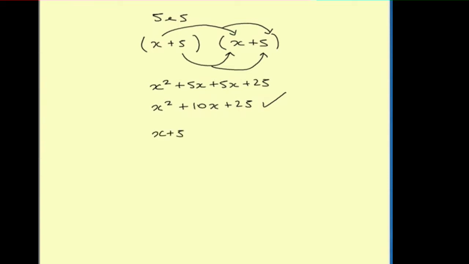Then to solve, just equate each factor to 0 and then solve it just like a normal linear equation. So x equals minus 5. Now as the other factor is also x plus 5, it's a double root. So both the two solutions are x equals minus 5.